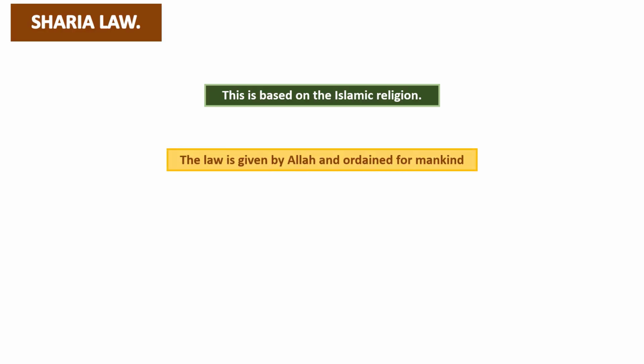Now we come to the Sharia law. These are laws that are found in regions that are heavily dependent on the Islamic religion. So the laws are deemed to have been offered by their supreme being, in this case Allah, and it's deemed to be in the benefit of mankind, people who subscribe to the Islamic religion, for their betterment.